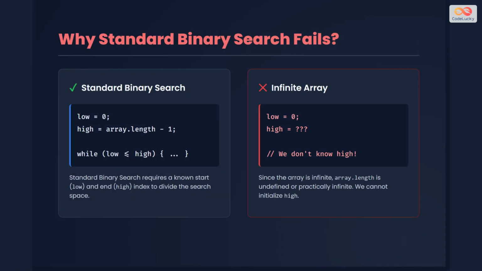You might be thinking, since it is sorted, why not just use binary search? The issue lies in the initialization. Standard binary search requires a low and a high index. We know low starts at 0, but because the array is infinite, we have no idea what high should be. Without a boundary, we cannot calculate the middle element.